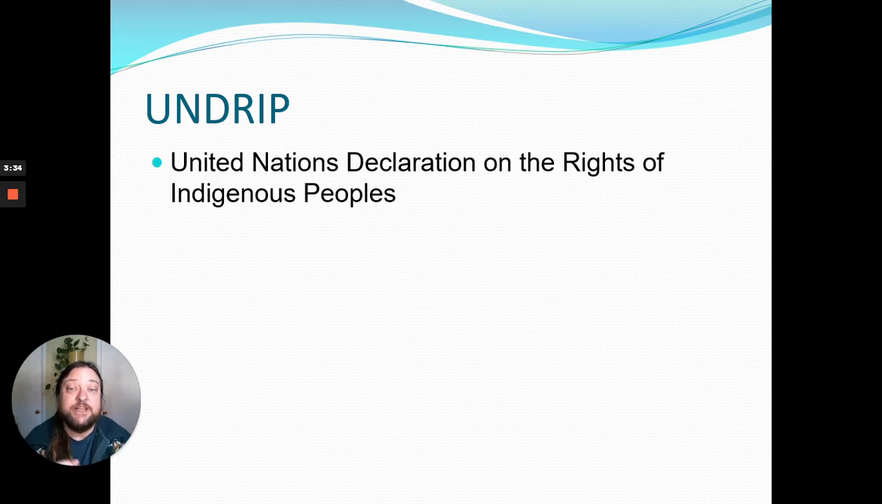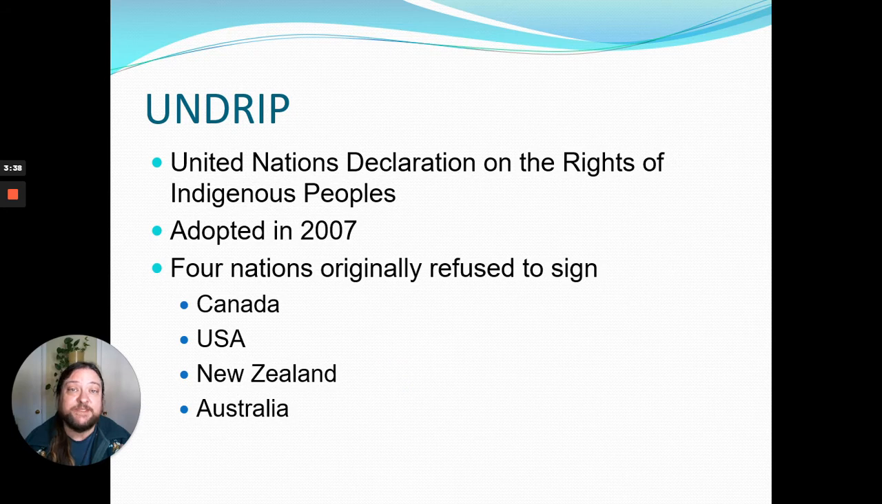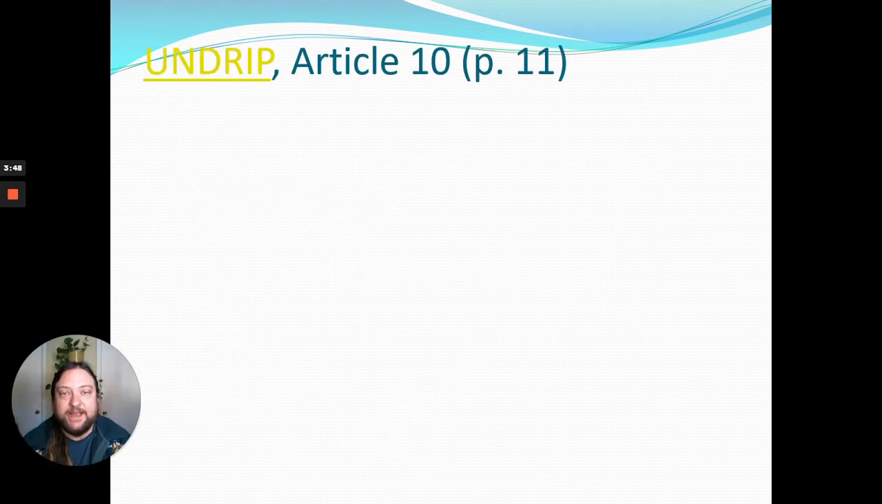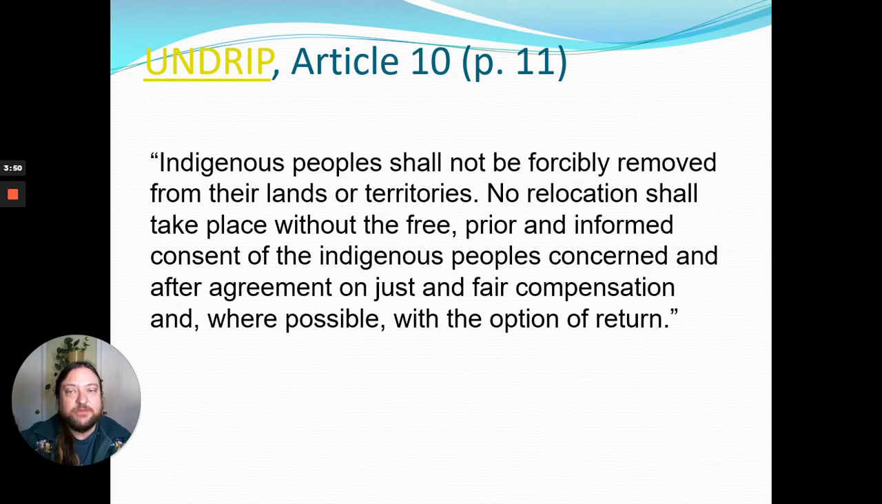I also want to reiterate some stuff about what we talked about last week in these slides, the United Nations Declaration on the Rights of Indigenous Peoples, which was adopted in 2007. And as we mentioned last week, these four nations originally refused to sign, and that's relevant to one of the things we're talking about this week. We'll see why. I'm not going to read these word for word, but just to remind you of a couple of relevant articles in this declaration from the UN.